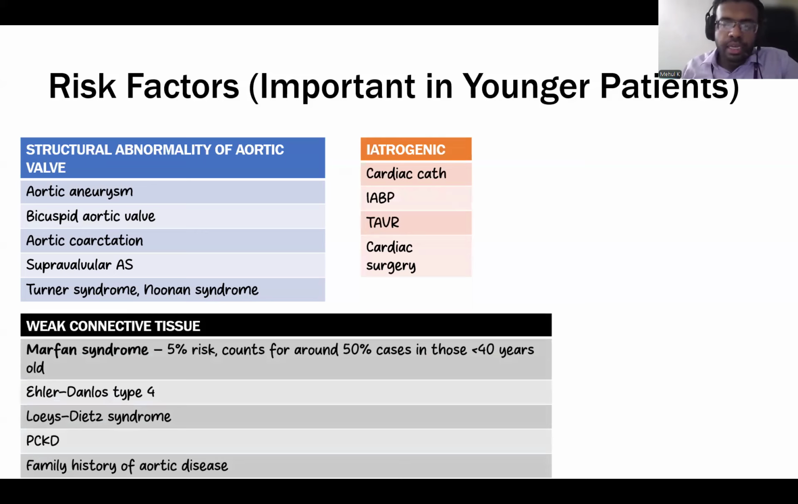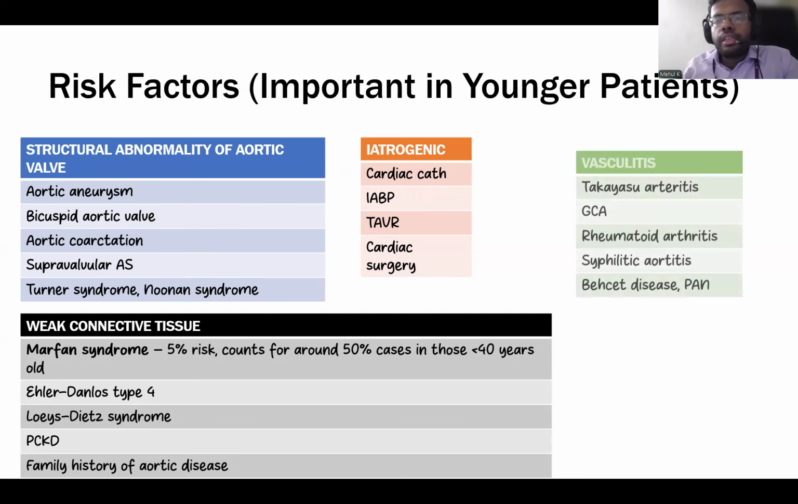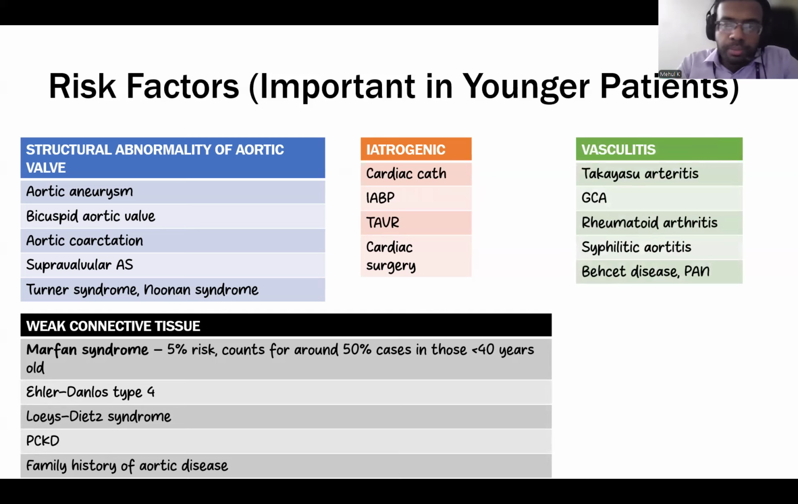Weak connective tissue. So any kind of weakness to the tunica media will obviously increase the risk of aortic dissection. And the most important cause here is going to be Marfan syndrome. 5% of patients with Marfan syndrome end up having an aortic dissection at some point or the other, and 50% of all aortic dissections less than 40 years of age are related to Marfan syndrome. So Marfan syndrome is something that should really make you think about aortic dissection, and various other diseases are also mentioned here. And any kind of vasculitis involving your big vessels can also lead to aortic dissection.